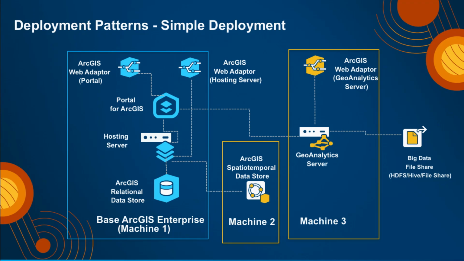So what we saw now is a simple deployment with 3 machines, where on machine 1 we have the base ArcGIS Enterprise. On machine 2 we have the Spatiotemporal Data Store, and on the third machine we have the GeoAnalytics Server. And to the right you see a big data file share that is attached to the GeoAnalytics Server. This is the big data file share that Sarah talked about earlier, which could be your HDFS or Hive or a collection of files that reside on disk.